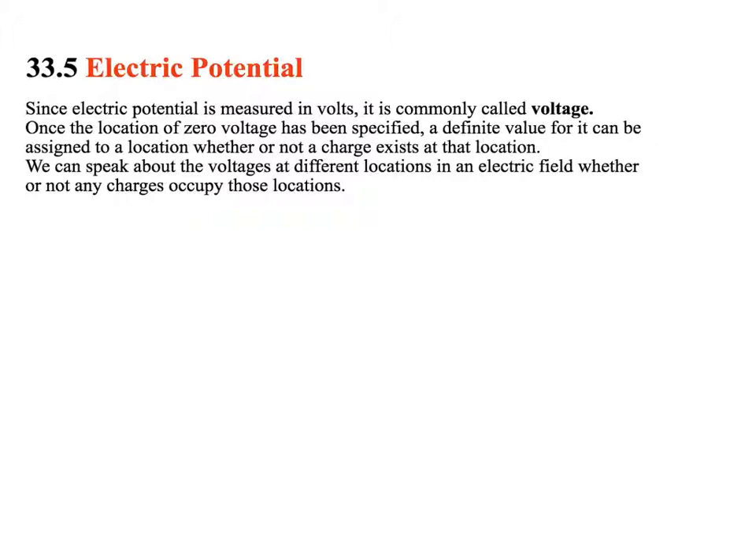Once the location of 0 voltage has been specified, a defined value for it can be assigned to a location whether or not a charge exists at the location. We can speak about the voltages at different locations in an electric field whether or not any charges occupy those locations.